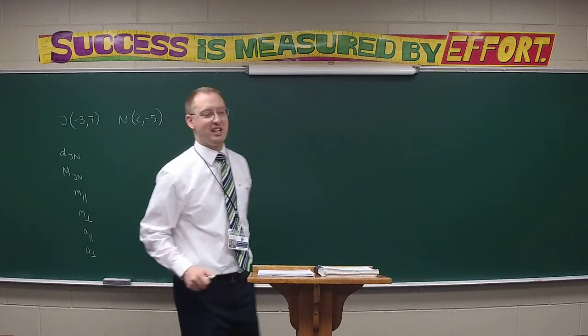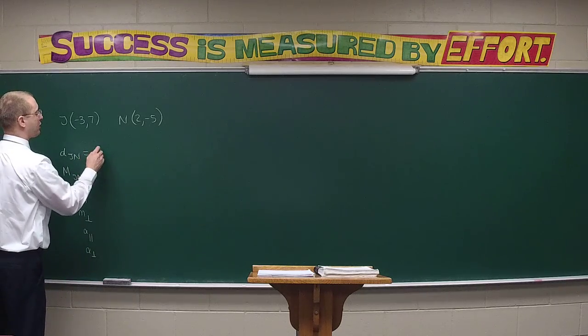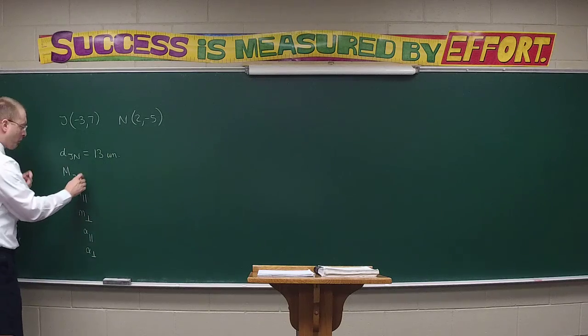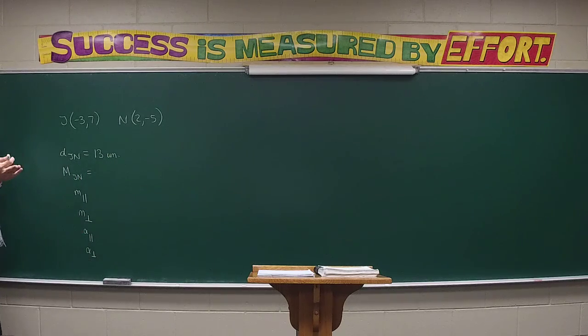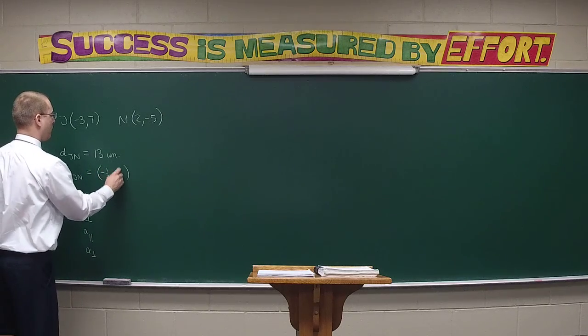All right, let's see how we did on this classwork assignment. What did you get for the length of line segment JN? Jamie? 13. Comes out evenly to 13 units, right? What did you get for the midpoint of JN, Quentin? Negative 1/2, 1.